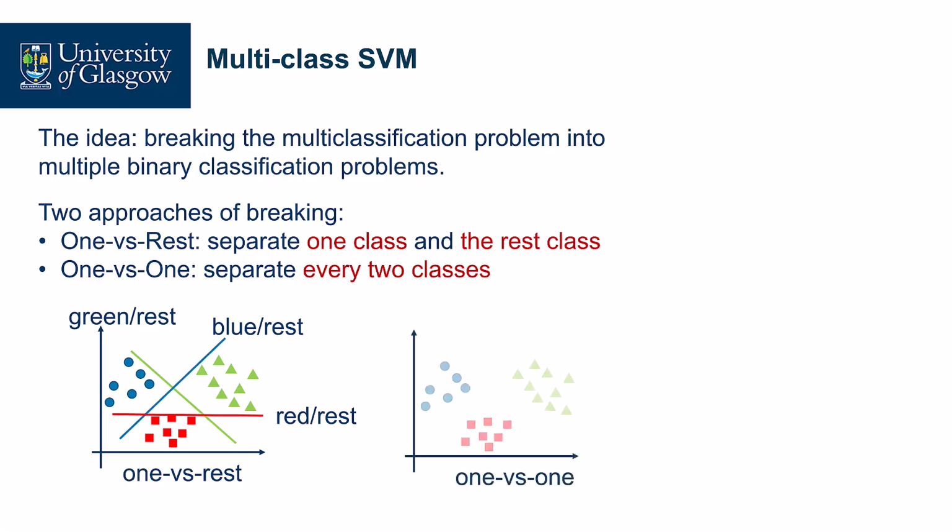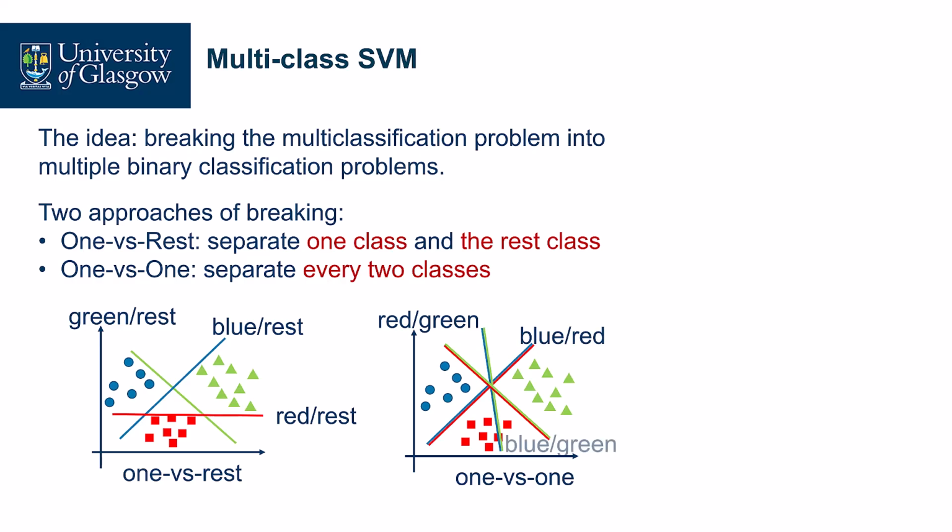So one versus one, how can we do that? We can see there are also three classes. I first separate the red and the green, no matter where the blue is, right? Red and green, we separate them. Then we separate the blue and red. Then we separate the blue and green. We can see the red one was split into two groups, but it doesn't matter. Each time I only care about two classes.